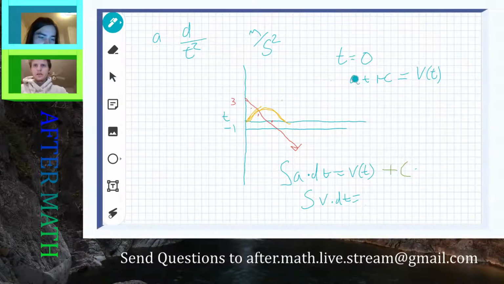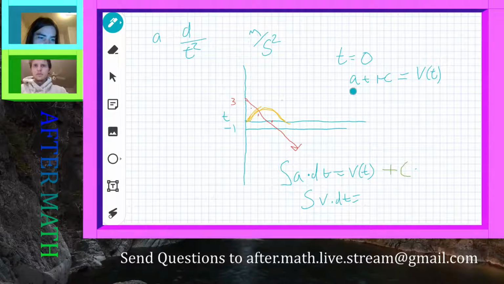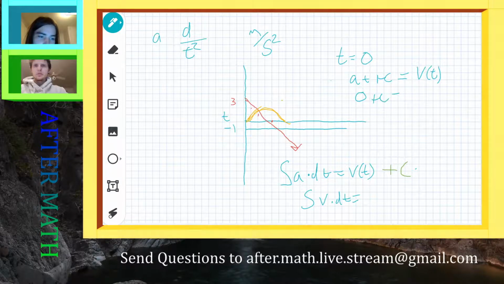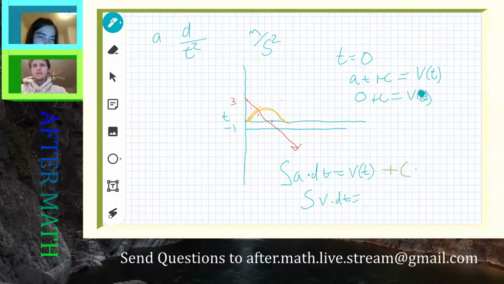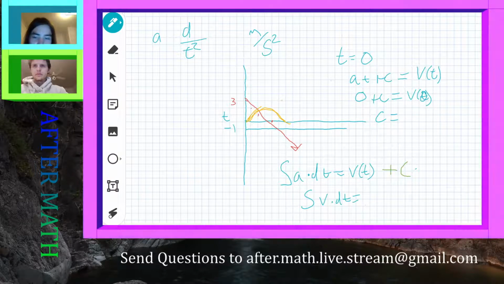And so if we were to say t equals 0, this term right here, at, would go to 0, right? So you'd get 0 plus c equals v of 0, sorry. So what c actually equals is your initial velocity, what speed you started out with.